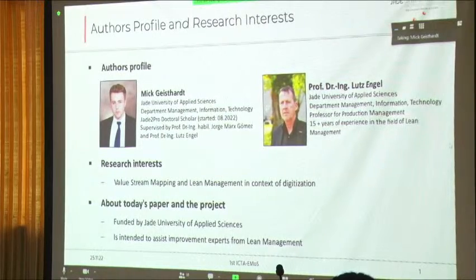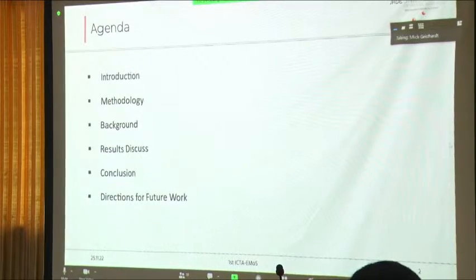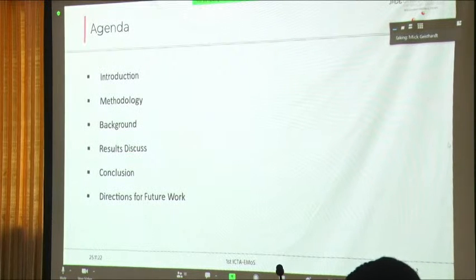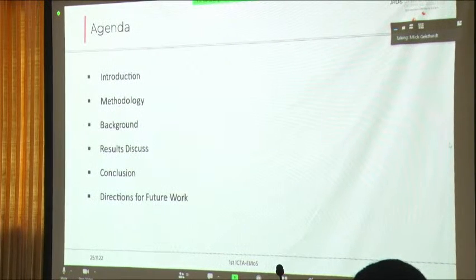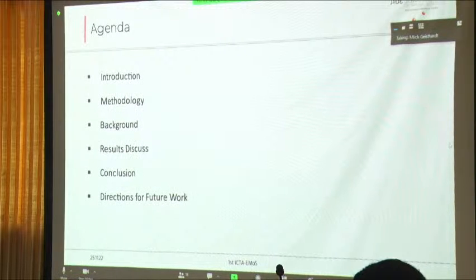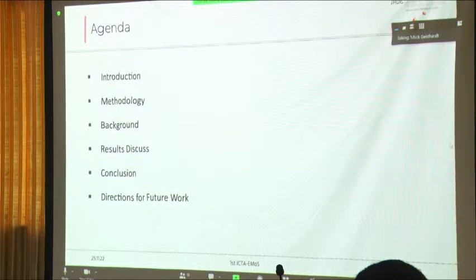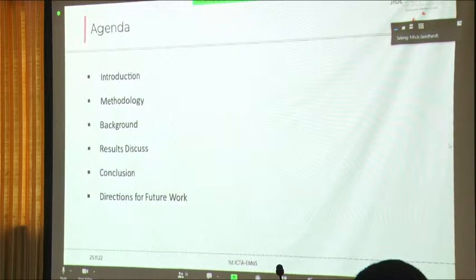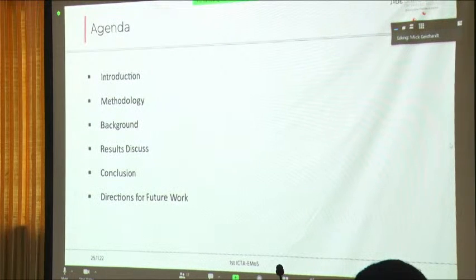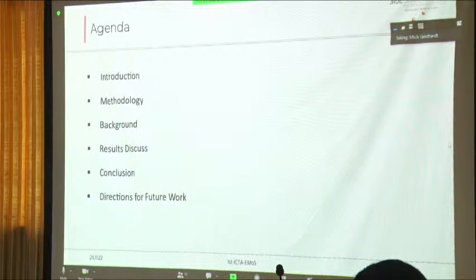In my presentation, I will first give you a quick introduction into my topic. Then subsequently, I will explain a little bit about our methodology and how we approach the topic in our first paper. And of course, after that some background information on value stream mapping, especially applied, and its extension on material flow cost accounting. Then we'll head into results and end with conclusion and directions for future work.